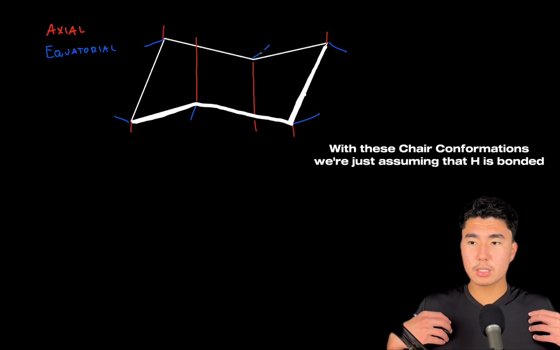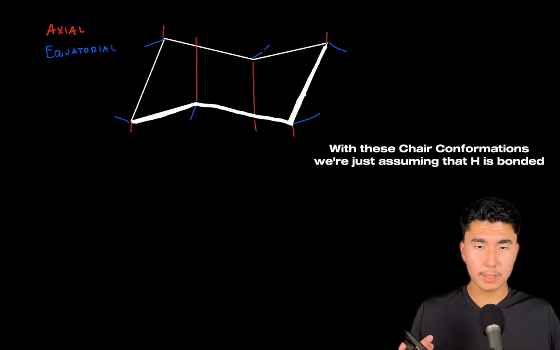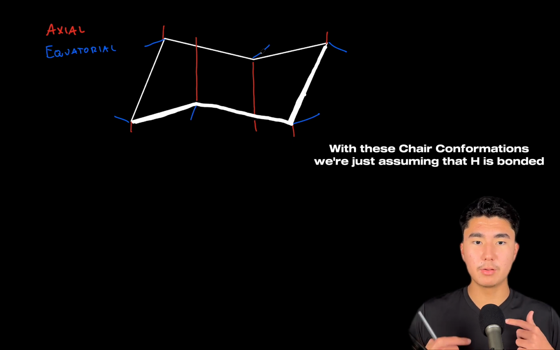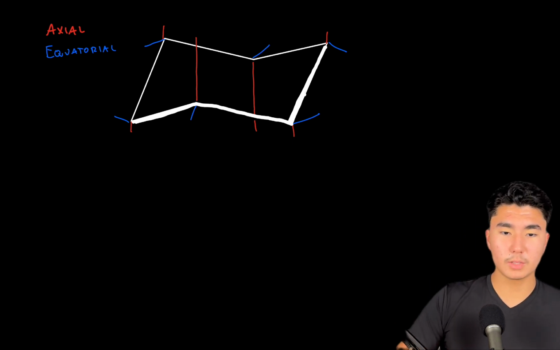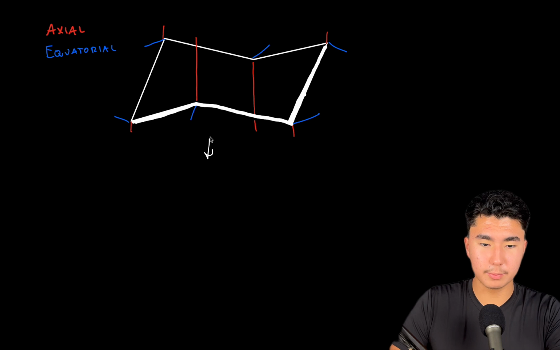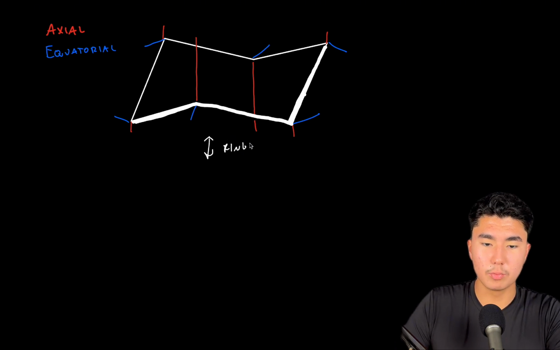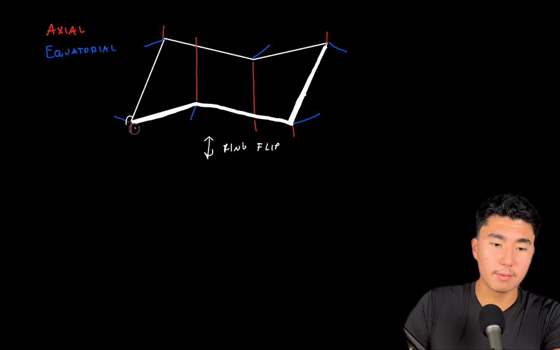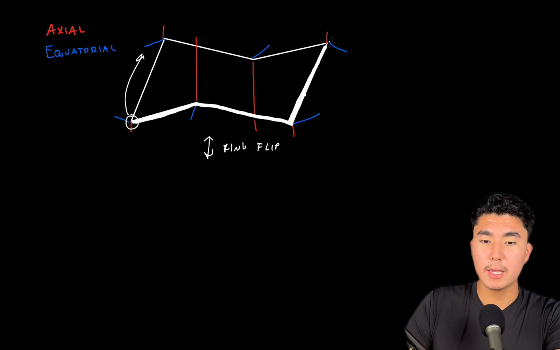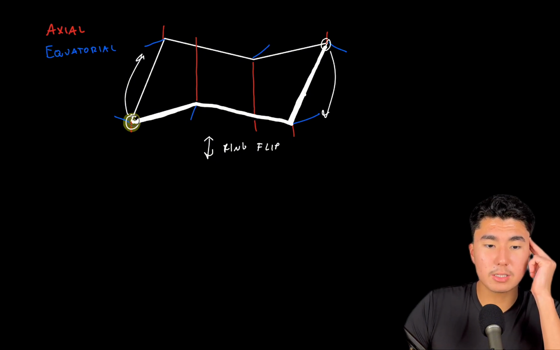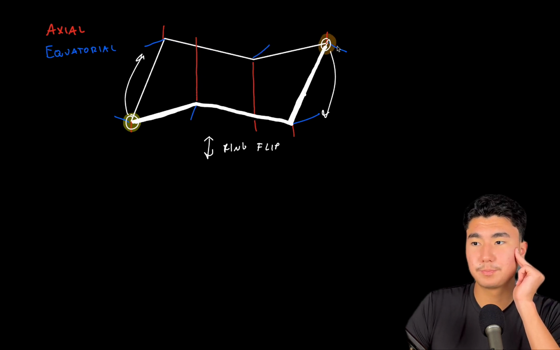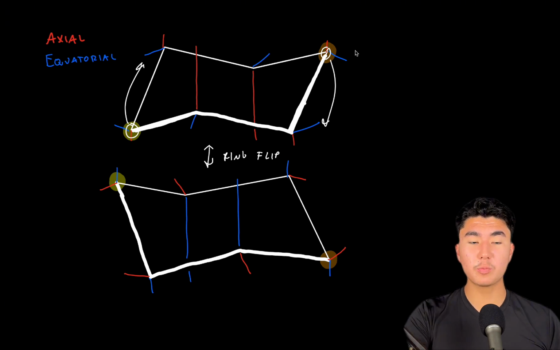Now, there's this concept known as ring flipping. And ring flipping is, just as the name pretty much says, when we flip the ring. So over here, let me actually write ring flip. So ring flip is when we're going to be taking this carbon up over here and this carbon down over there. So I'll just highlight this carbon yellow and I'll highlight this carbon orange.